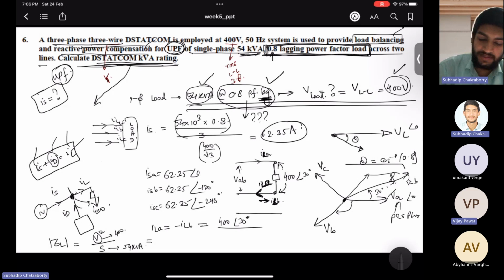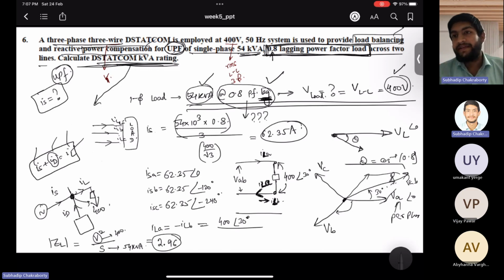2.96 Z. No, that ZL. Yes, that is mod of Z, right? Let me do one. 200 square divided by 54 kVA, right? 2.96, correct. But that is only the mod of ZL.